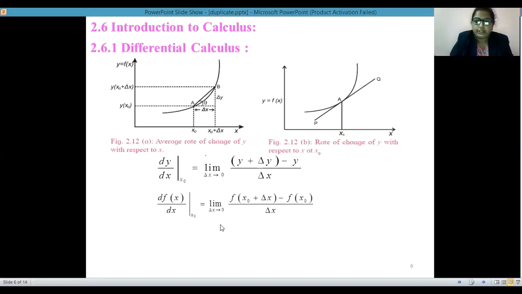We can drop the subscript 0 and write a general formula which will be valid for all values of x. That is, dy by dx is equal to the limit of delta x tends to 0 of f of x plus delta x minus f of x upon delta x, which is equal to df of x upon dx.